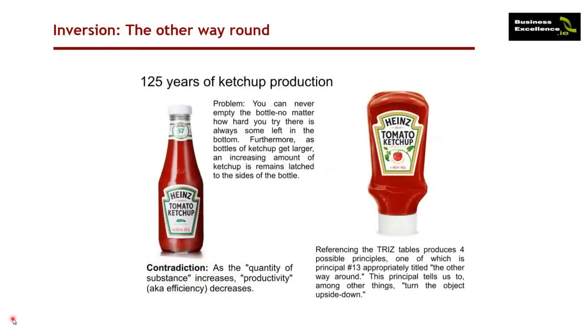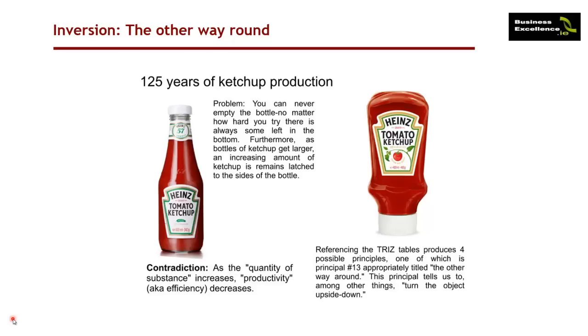Another example or another principle that's identified in TRIZ is the principle of turn it the other way around. If you think about the last 125 years in tomato ketchup, the problem we have is ketchup, because it's a viscous liquid, when it resides in a glass bottle, as it starts to get depleted, it becomes more and more difficult to get the tomato ketchup out of the bottle.